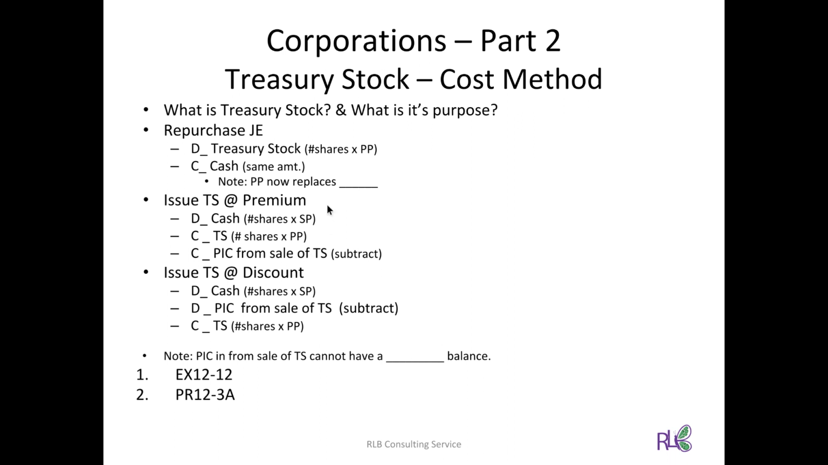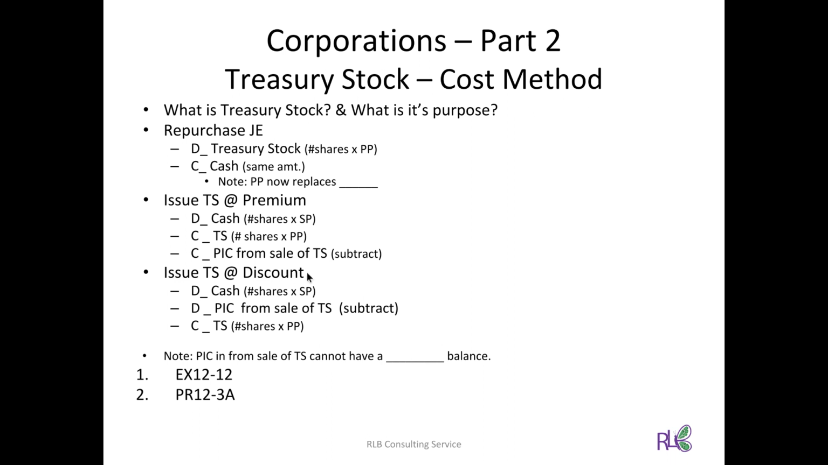So here in the premium, if we resell our treasury stock, because we can also resell it, we would debit cash for the selling price, SP, times the number of shares. We will have a credit to treasury stock for the value of the stock, remember what we paid for it, PP. And then we will have paid in capital from sale of treasury stock. So we will subtract the difference and multiply the difference by the number of shares.